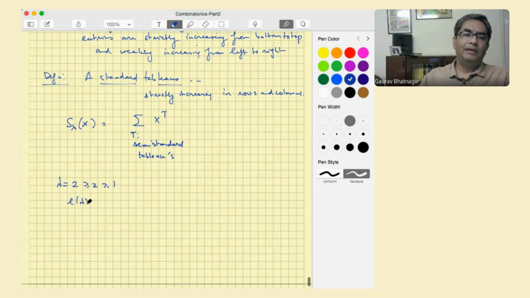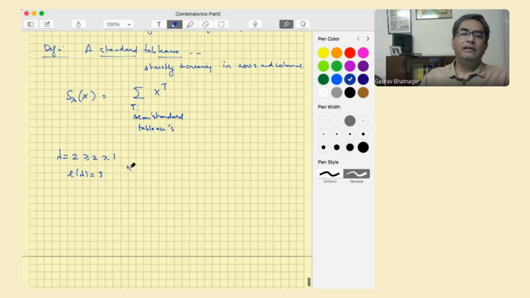So the length of lambda is 3. So we want x_n, let's take x3 to be equal to x1, x2, x3. And let's just see, we are fitting 1, 2, 3 into 3 columns. So if it's strictly increasing, it has to have this, and the shape is 1, 1, 2. So this can be 1 and 2.